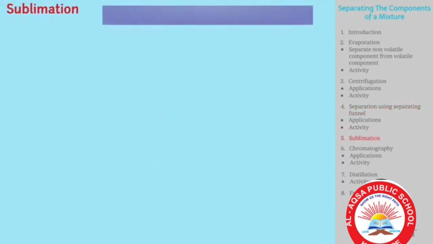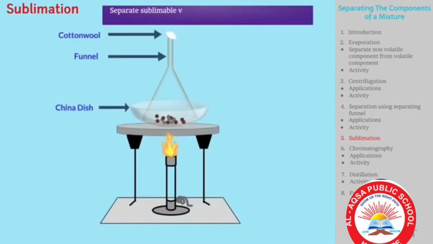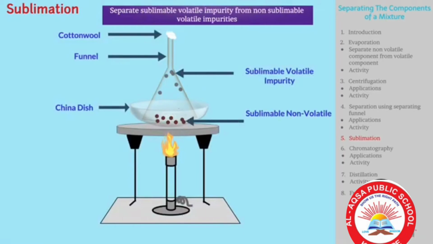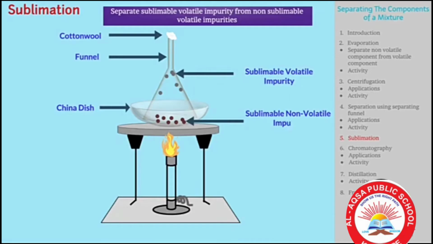Sublimation. This method is used to separate sublimable volatile impurity from non-sublimable volatile impurities. Do you know what is sublimation? Sublimation means a change of state directly from solid to gas without changing into liquid state is called sublimation.